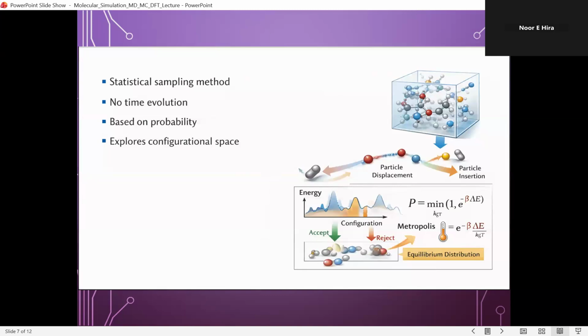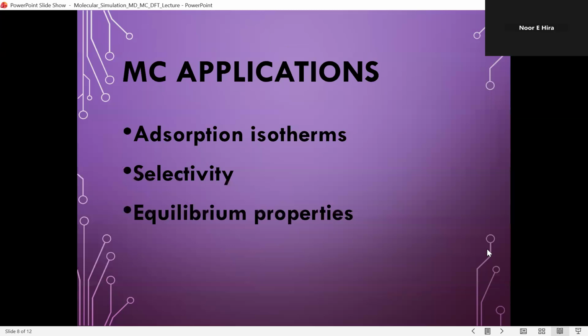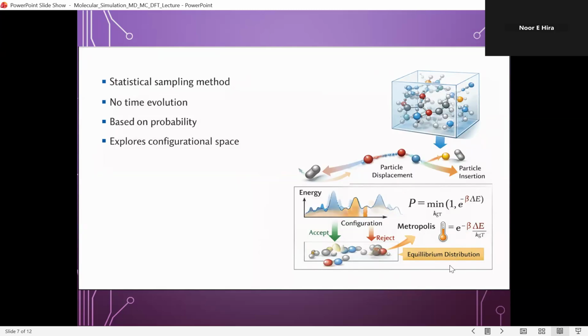Now, what have we learned? We have learned that Monte Carlo is statistical sampling, with no time evolution. It is energy based and probability based, exploring configurational space through particle displacement and insertion, and these moves depend on how the energy changes. So at the end, it gives an equilibrium distribution.